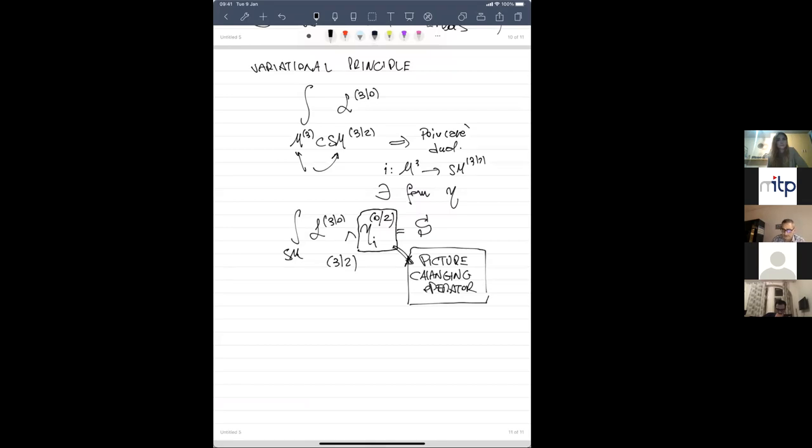What are the properties of this? Well, the first property is that it is closed: d eta 0|2 must be 0. Second property, it is not exact, so eta 0|2 is different from d of something. And third, any variation of this eta 0|2 is exact. Those are the properties of the Poincaré dual.